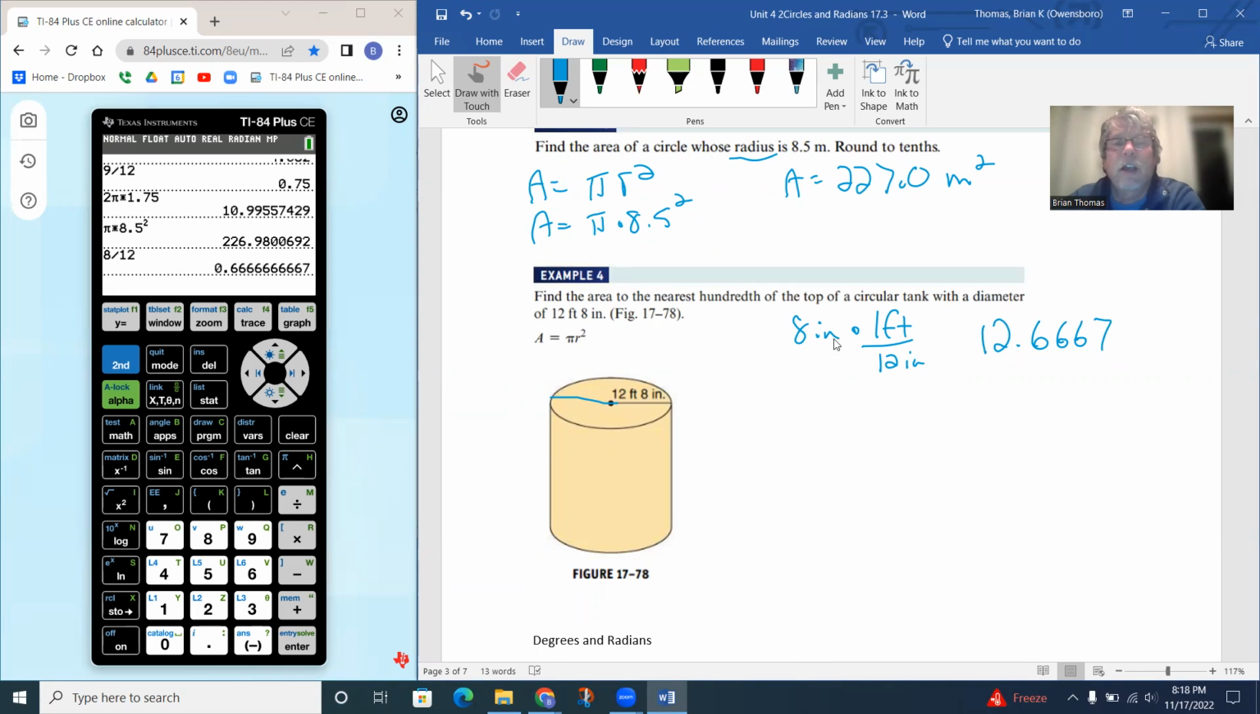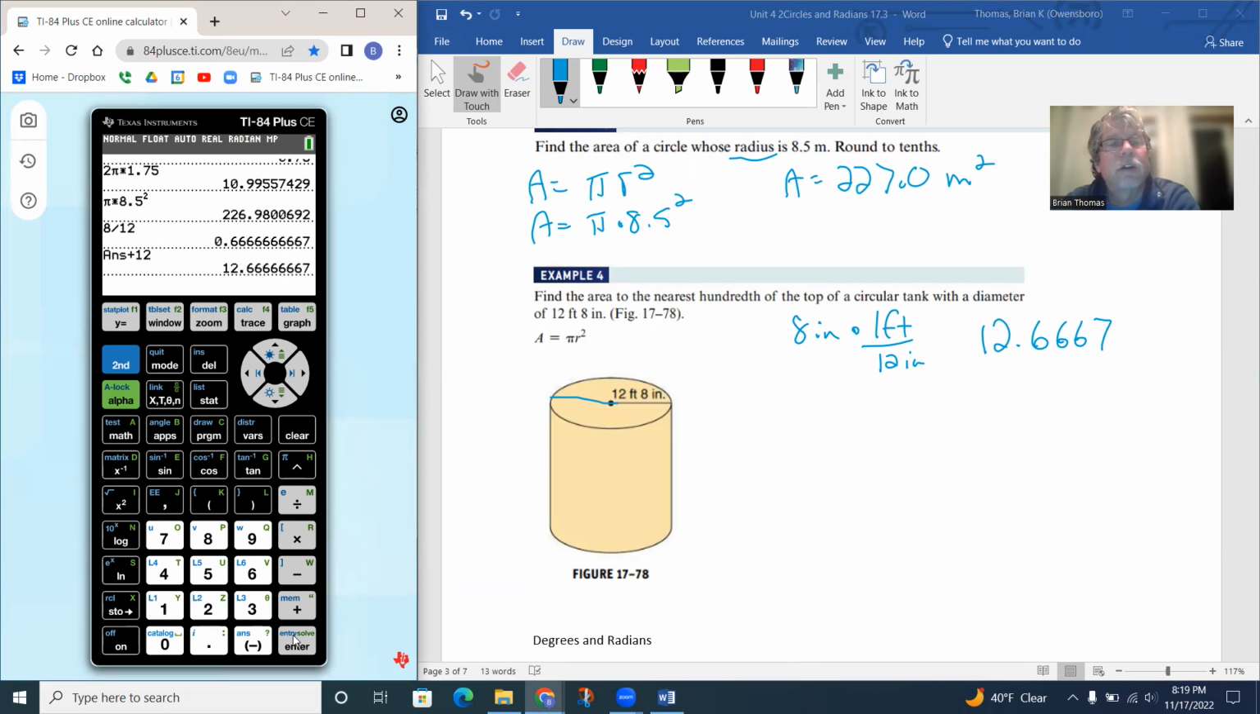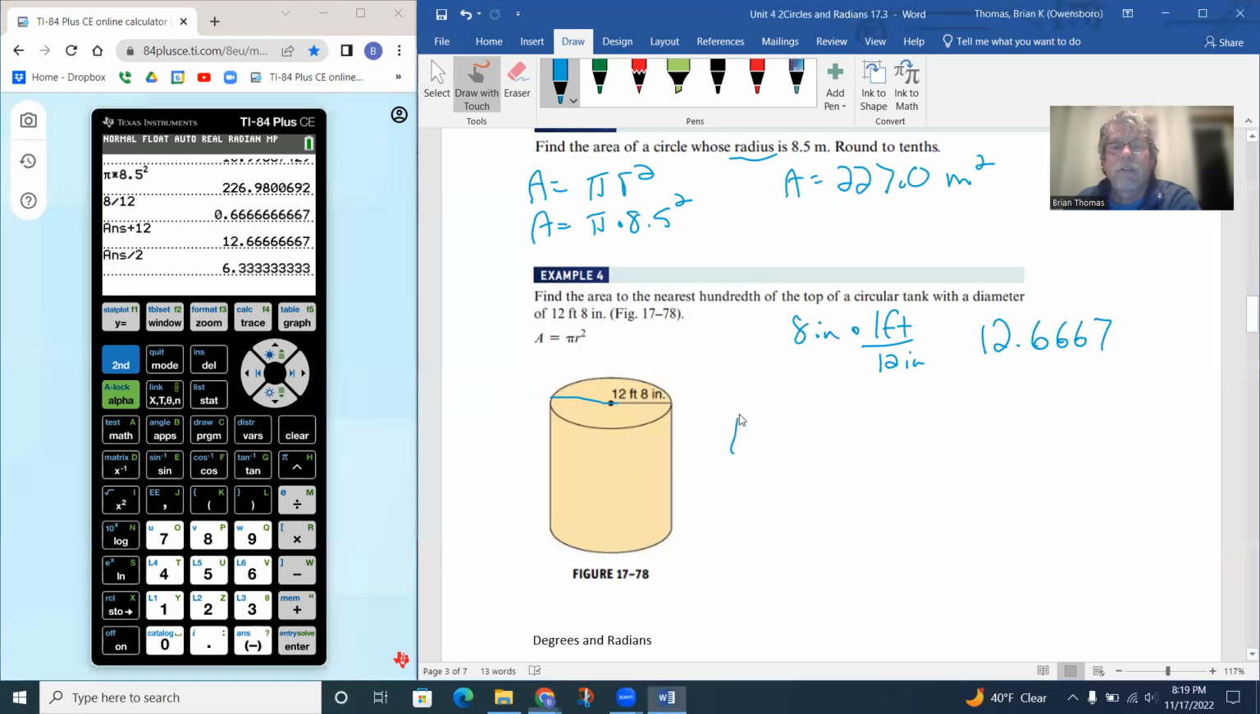So remember, though, to find the radius, we have to divide that by 2. So let me clear that off there. We'll just add 12 to that, and that'll give us our 12.667. Then if we divide that by 2, we end up with our answer of this. So we'd have area equals pi times the radius, which we're saying is like 6.333. We'll make it go out 4 decimal places. Hopefully that'll work for us.